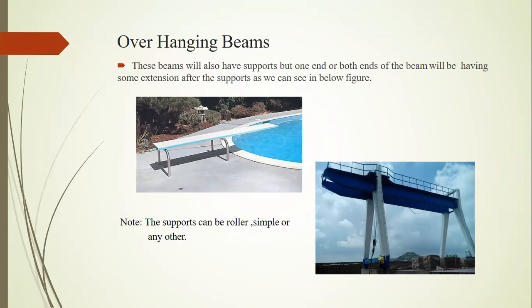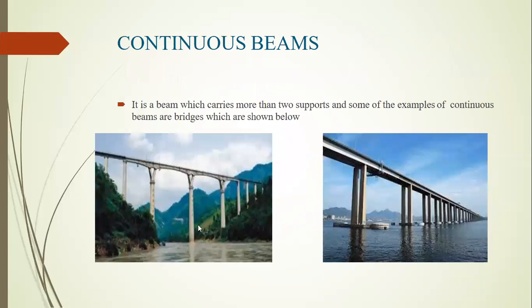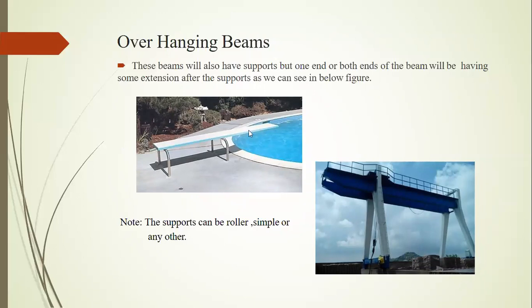In an overhanging portion, the reaction will be vertical. How many reactions are there in this overhanging beam? There will be 2 reactions, both vertical. The best example is a swimming pool dive board, and this is a gantry girder. This is an example of an overhanging beam. Here you can see both ends are projected over the support.